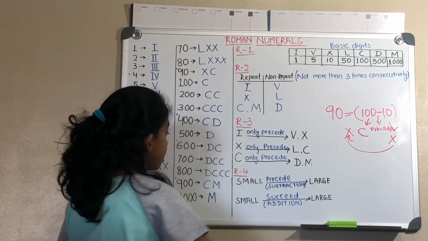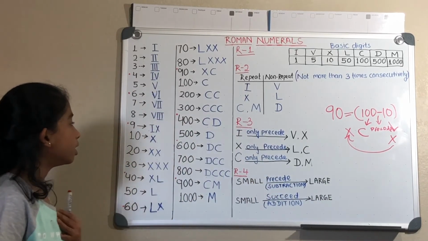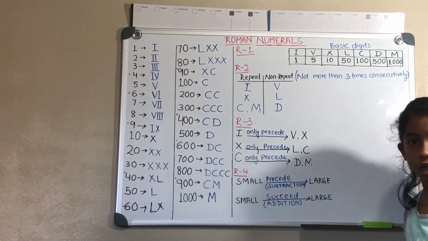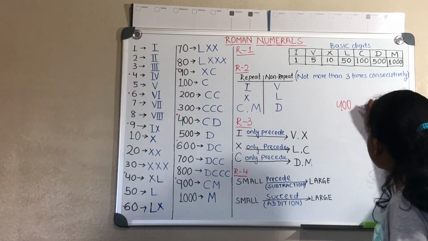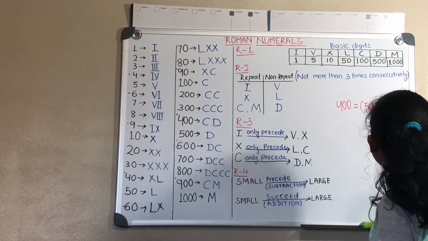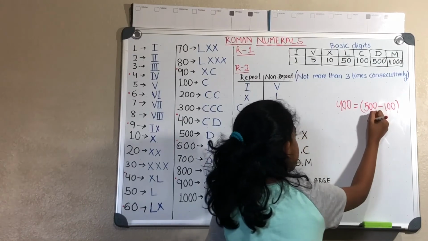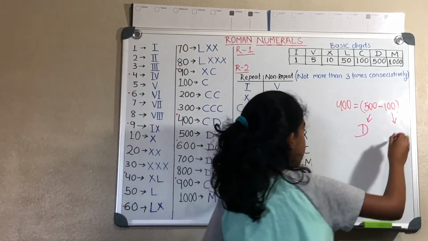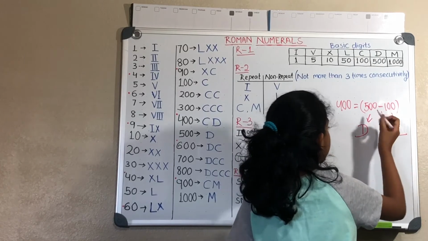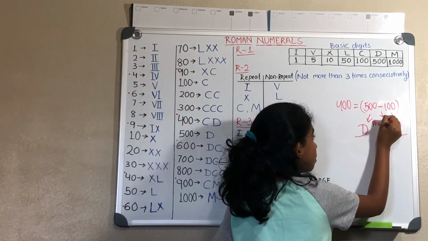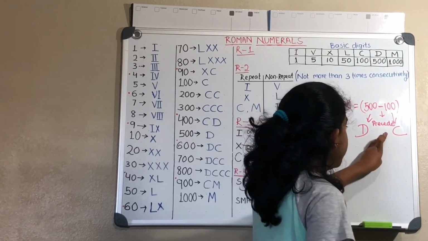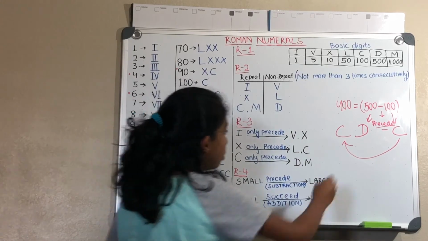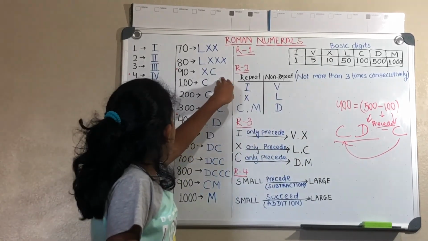So 100 is C, 200 is CC, 300 is CCC, and 400 is 500 minus 100. So 400 equals 500 minus 100. And 500 is D, 100 is C, and the subtraction is preceding. So since you're preceding here, the C has to come before the D, and that results in CD, which is 400.